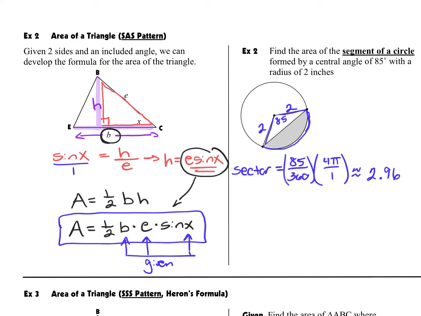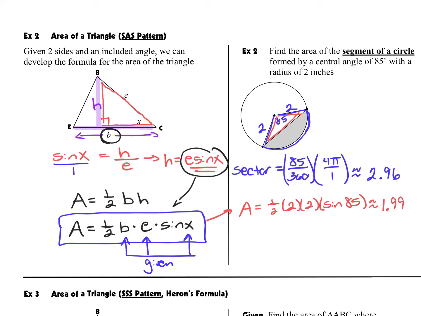I can then find the area of this triangle right here that I need to subtract off very, very easily using my new formula because I have a side angle side pattern. So I can say 1/2 the sides that I've been given, 2 times 2, times the sine of the angle I'm given. And when I type that in my calculator, I'm going to get approximately 1.99.